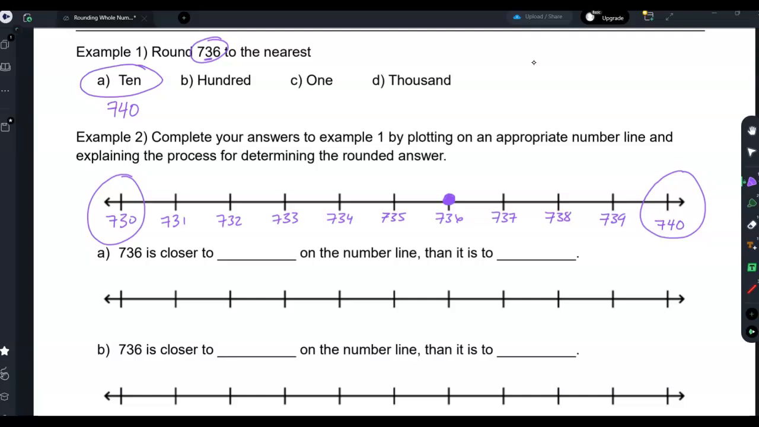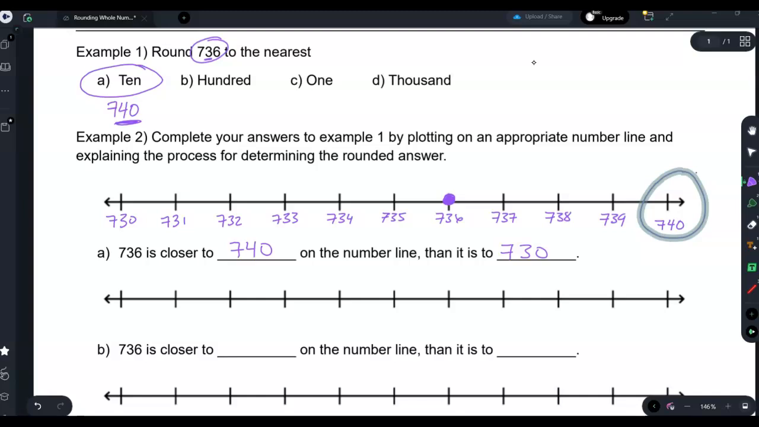So is 736 closer on the number line to 730, or is it closer to 740? And we can see it's definitely closer to the right end of this number line. So we can say 736 is closer to 740 on the number line than it is to 730. And so that's why this ended up getting rounded to 740, because it's closer to that one.